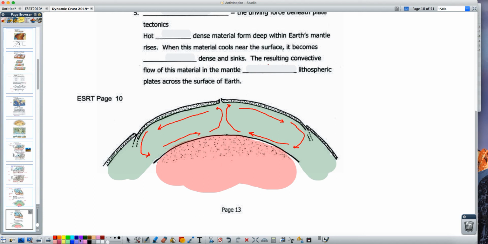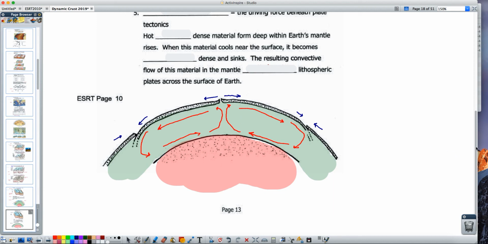Now what's happening on the surface? This is causing these two plates to move apart right there. That's your divergent boundary. And here's where your two plates are coming together right there. That's your convergent boundary. And here's your other convergent boundary.